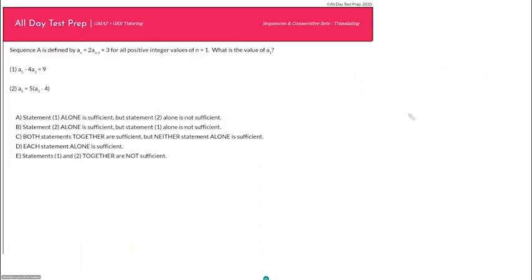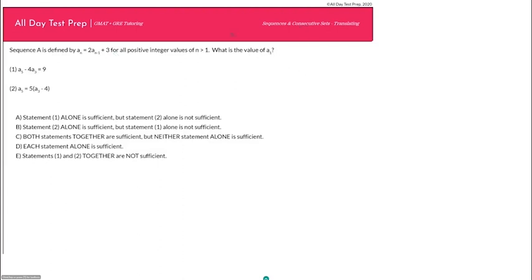So now let's do a problem where they do give you a pattern. This problem says sequence A is defined by A sub n is equal to 2 times A sub n minus 1 plus 3 for all positive integer values of n greater than 1. What is the value of A sub 1?